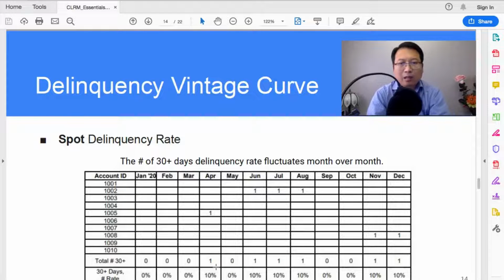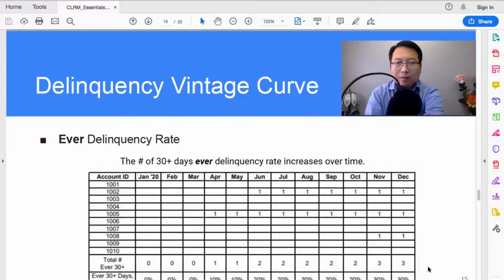So you can see that the 10% could become 0 in the following months, right? Because in that month, nobody is 30 plus delinquent. So that's the spot delinquency rate. It can fluctuate up and down. Okay, so then let's look at a different delinquency idea, ever delinquency rate.